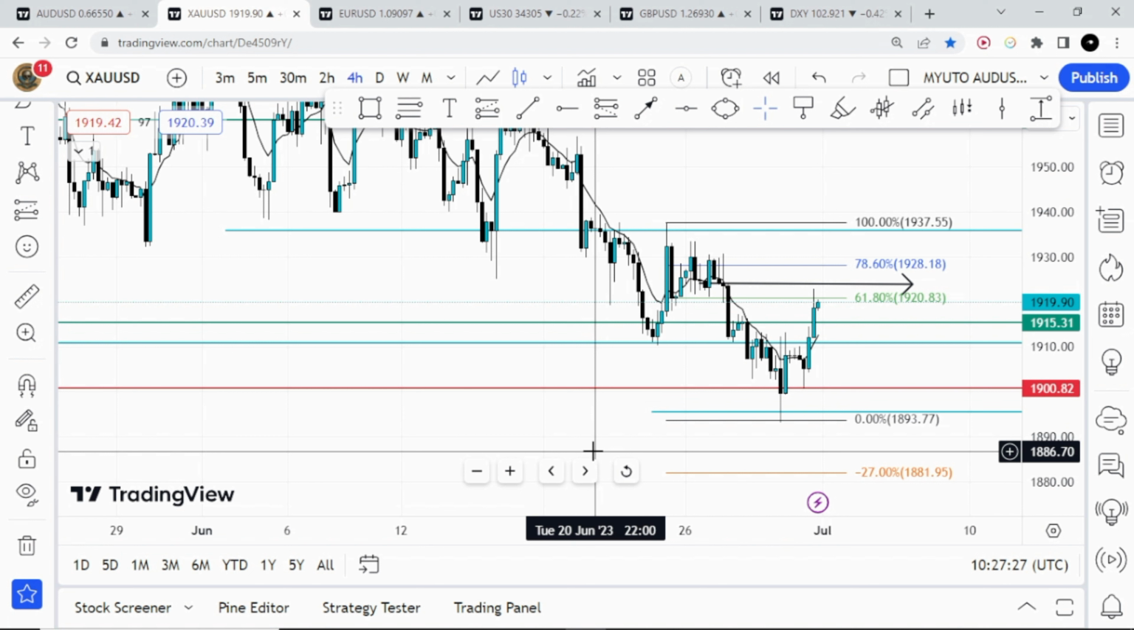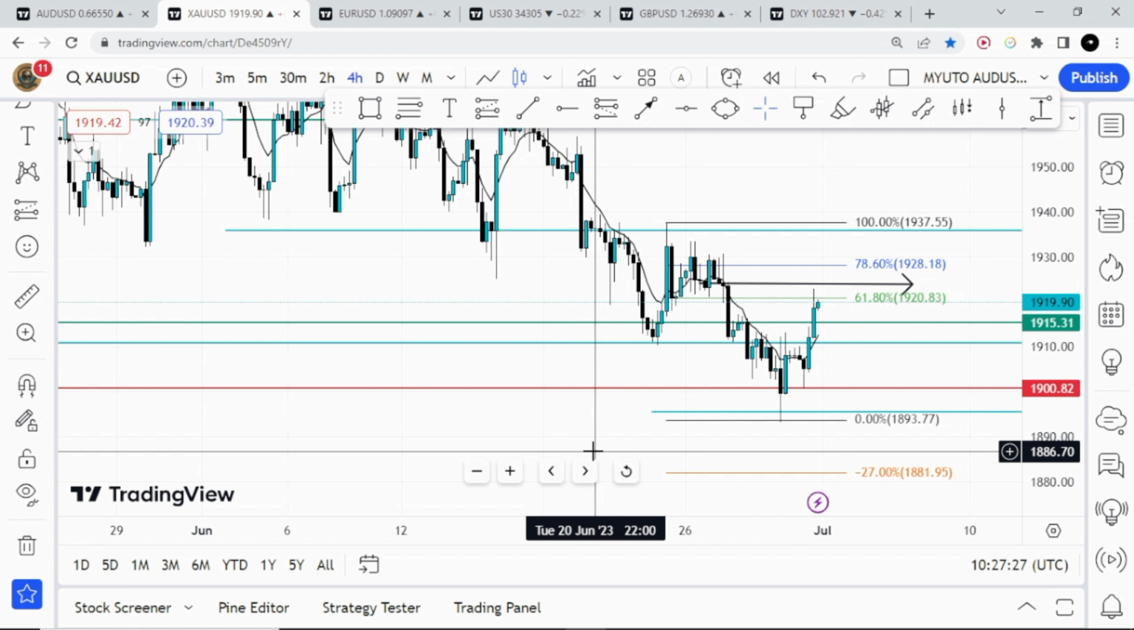Scenario B for GU, because nothing is guaranteed in the markets. Scenario B is that price might come down here and then find support and then continue with its move to the upside. Anything can happen, so you just have to let the market do what it has to do.